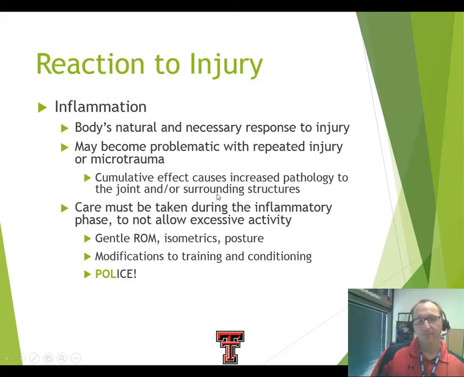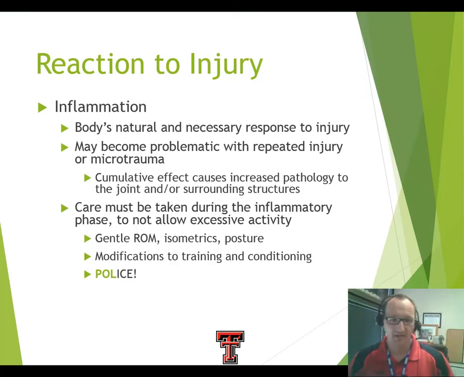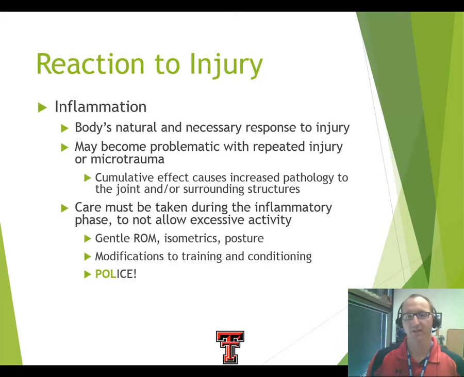Okay. Anytime we've been injured, usually we will undergo the process of inflammation, and you've learned all about this in modalities. Where this becomes especially problematic is when we've got repetitive injury or microtrauma. Okay, so this cumulative effect causes injury, insult in the joint and the surrounding structures. Okay, hemarthrosis, some sort of irritation of the joint lining. I mean, it can manifest in a number of different ways.